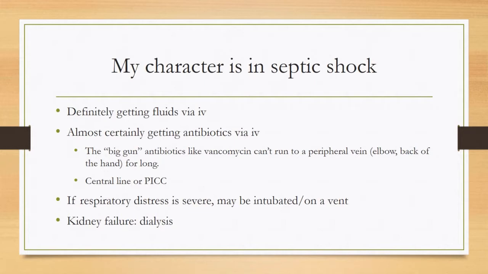If the character is in respiratory distress and it's severe enough, they're probably going to be intubated or on a vent. And again, if you're going for maximum drama, you're probably going to do this. And if they're in kidney failure, they're going to be on dialysis, because something needs to be getting those toxins out of your blood, or your blood is just going to ultimately poison you. So, yeah, something's got to do the job. If the kidneys aren't doing it, then the character will be on dialysis.